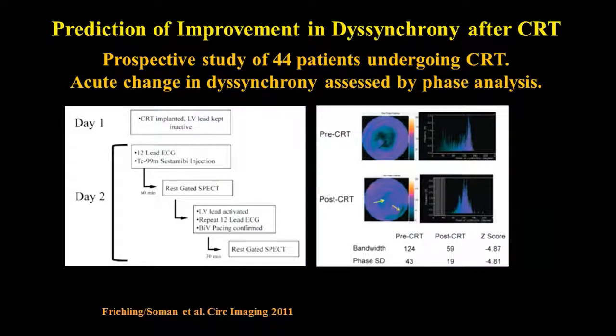This is an example that shows pre-CRT, this patient has dysynchrony, there's dysynchronous activation of the ventricle. Post-CRT, there are two sites of activation: the RV lead in the apex, and the left ventricular lead in the lateral wall. There is considerable improvement in dysynchrony with narrowing of the phase histogram.